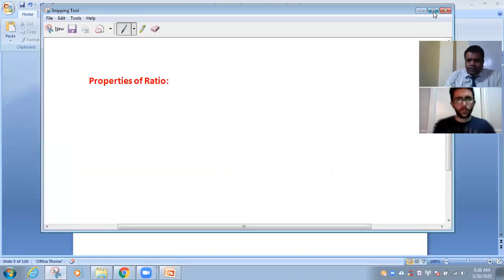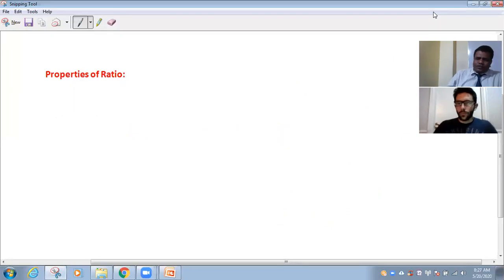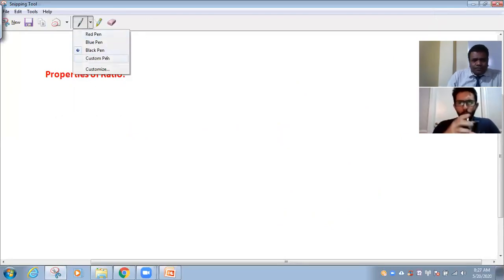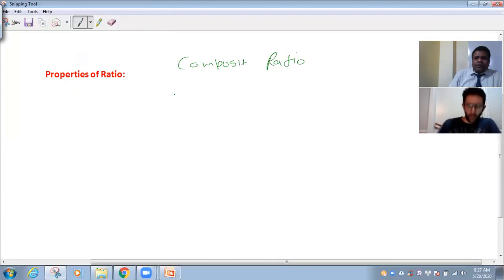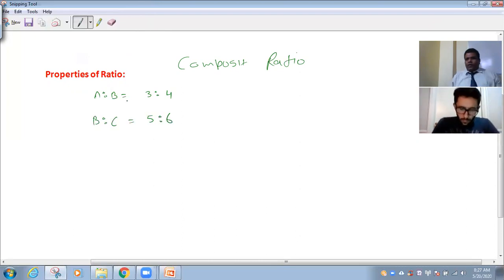Now let's see the composite ratio. We are going to club two ratios. Say A is to B is given, let us say 3 is to 4. The other ratio B is to C is given, 5 is to 6. Can you club these two ratios? After clubbing these two, can you tell me what A is to B is to C is?